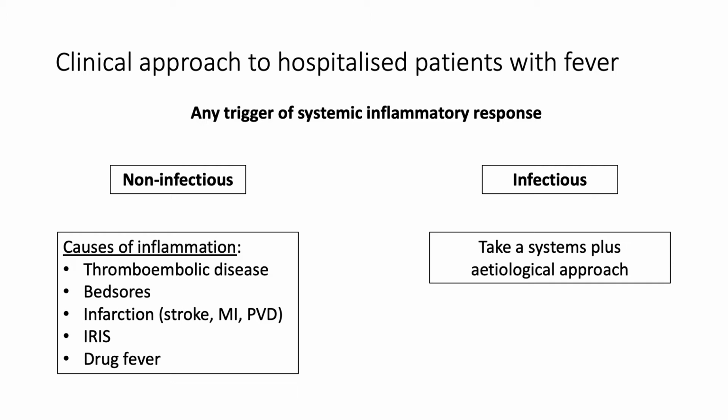Then we're going to move on to infectious causes. So your broad approach is considering causes of a systemic inflammatory response, dividing into non-infectious, and here's the list, and infectious. And infectious is a broader list, and I'm going to spend a bit more time on it. And it's very important to take a systems-based approach and combining that with an etiological approach. And I'm going to show you that in a second.